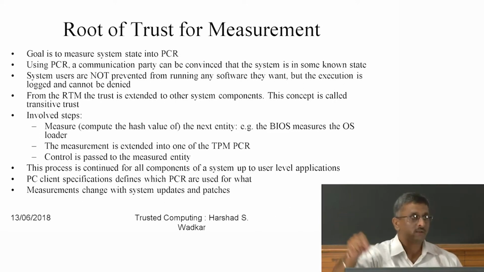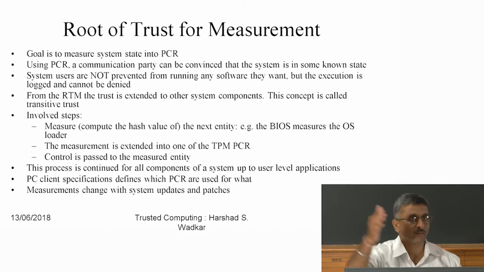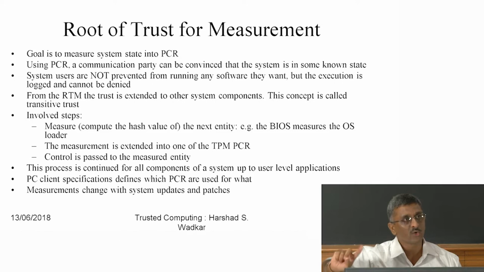It is a chain: OS, then anti-malware software, then Firefox, then another tool, another tool, another tool. So those are in a chain. B will check for C, because C will be loaded after B. B will be loaded after A. So A will check the hash value, what is called the measurement. The measurement of B will be done by A. Measurement of C will be done by B. If C is correctly measured, then B will load C.